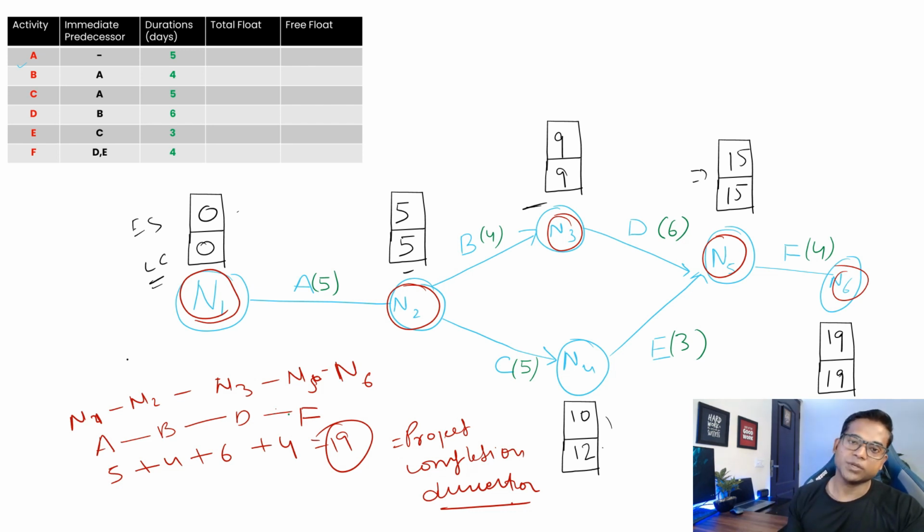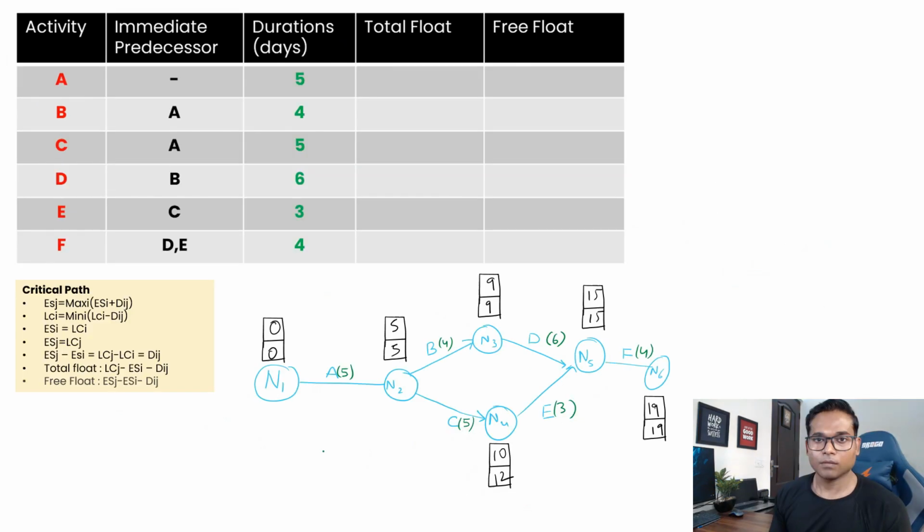Let's move on to calculate the total float and the free float, which we have in this column. We will be calculating this one. Previously we calculated the CPM network. Now let's calculate the total float and free float for this network diagram. If you see here, I have already mentioned the formulas. For total float, it's LCj minus ESi minus duration, and for free float it is simply the early start of the succeeding activity minus the early start of the previous activity, and then minus duration.